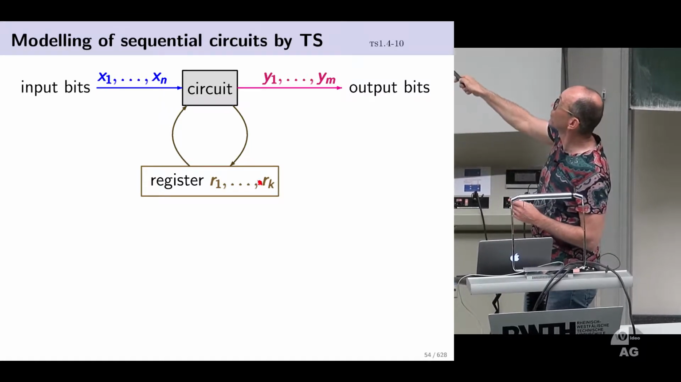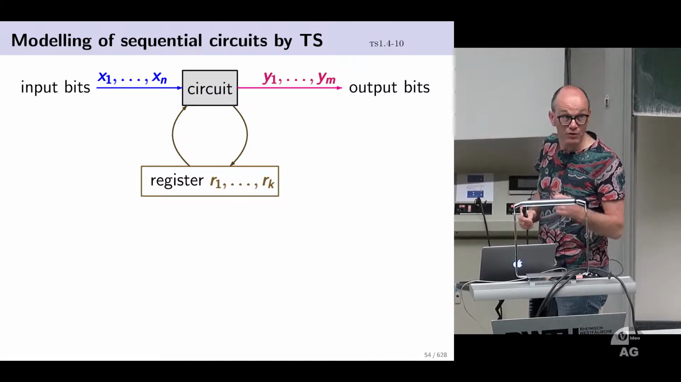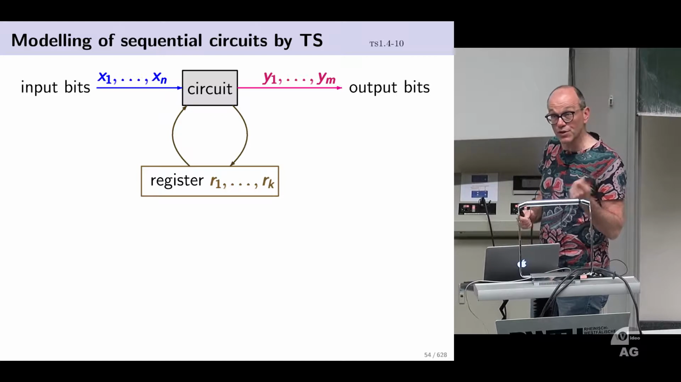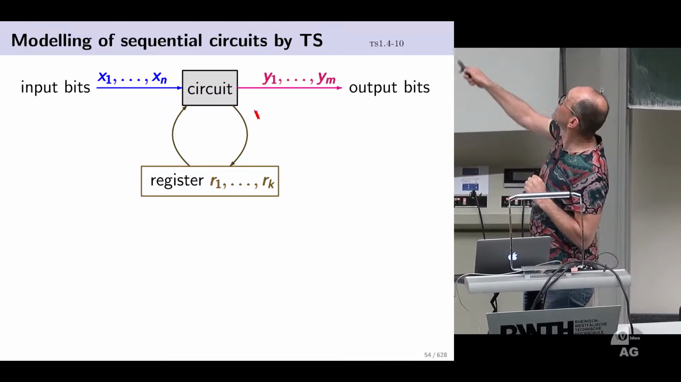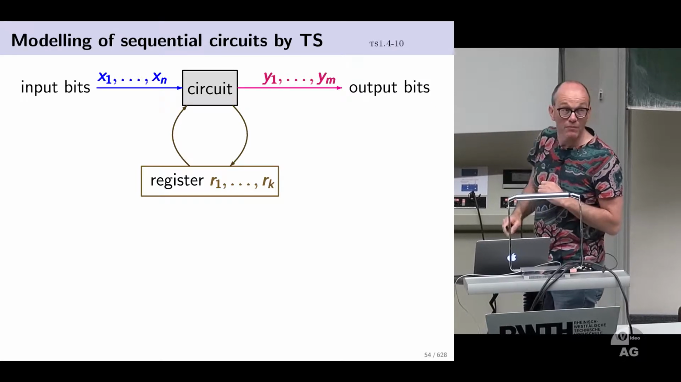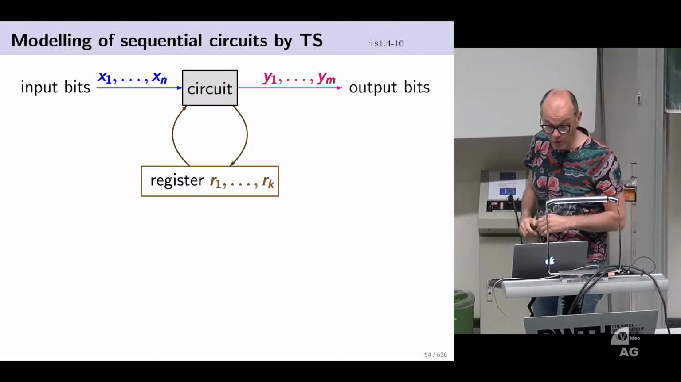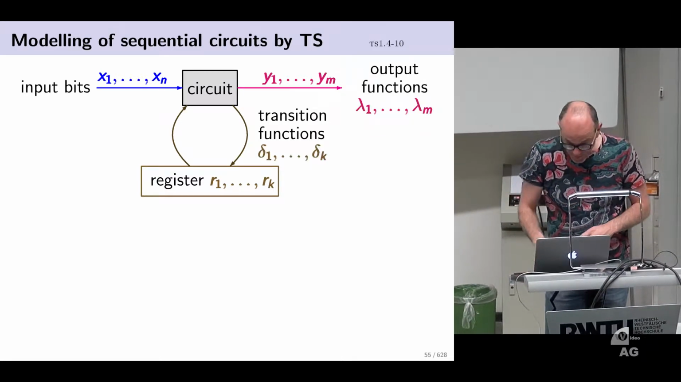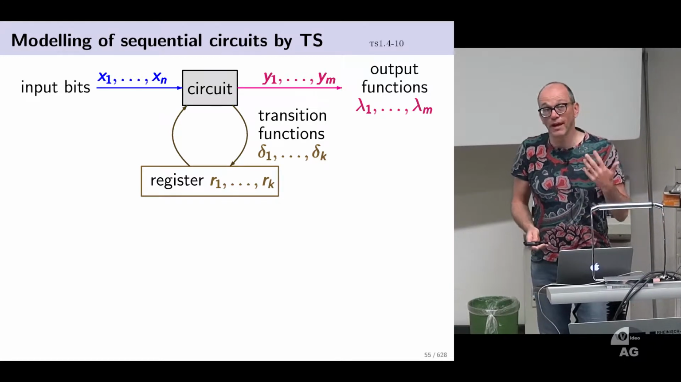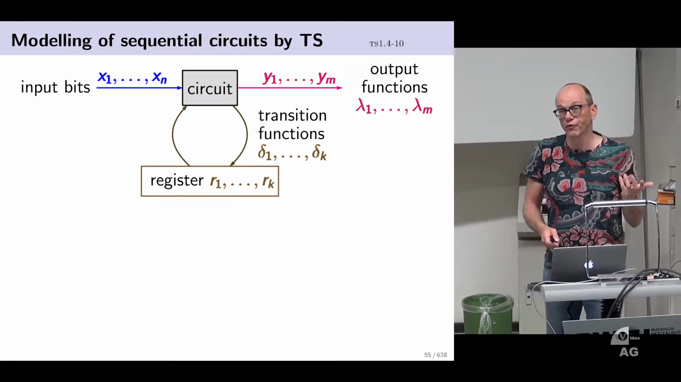This circuit has a couple of registers, in my case k. They store, so they have a value, and these values are again Boolean, 0, 1s. And this circuit has output bits, in my case m output bits, y1 to ym, and again they are bits, so they're 0, 1s. I'm going to describe the behavior of this hardware circuit by means of two things.